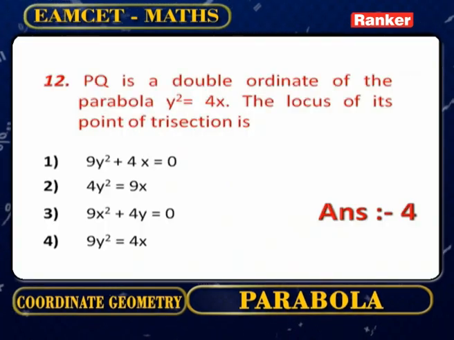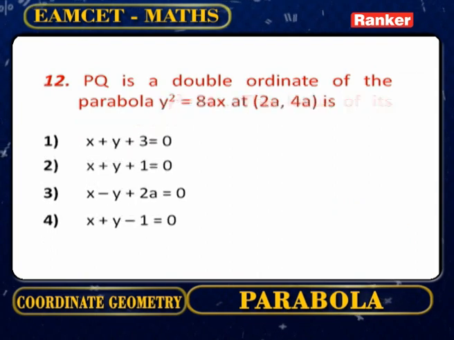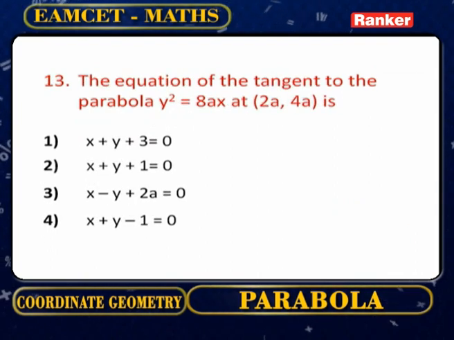Fourth option. Next, the equation of the tangent to the parabola y square equals to 8ax at 2a comma 4a.